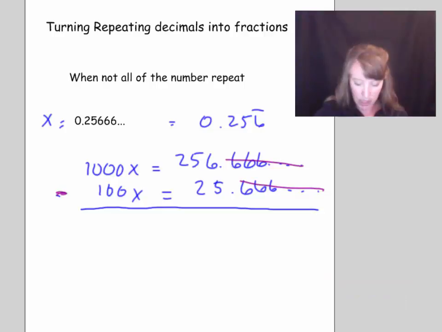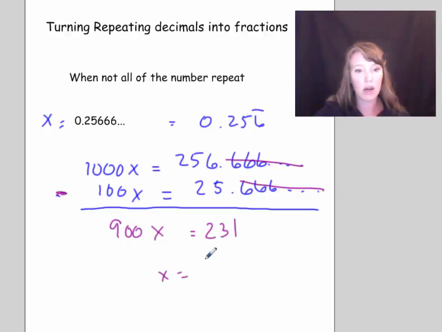Okay, now 256 minus 25 is 231, and that's going to be equal to 900x. And here again we have our simple equation that we can solve, and so that's it. X is 231 over 900.